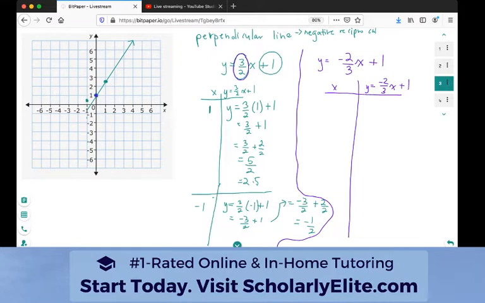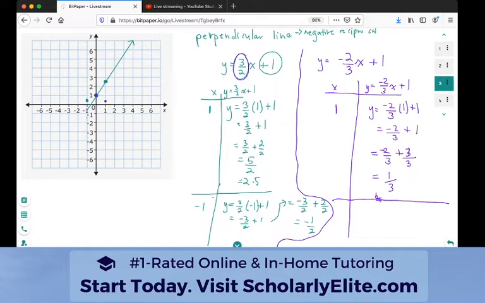So let's do x is 1, so y equals negative 2 over 3 times 1 plus 1. So here we go, and we've got negative 2 over 3 plus 1, and then we're going to make that a common denominator, plus 3 over 3. And that actually is our y point. So it's going to be somewhere 1/3 of the way. So right about there. That's one of the points.